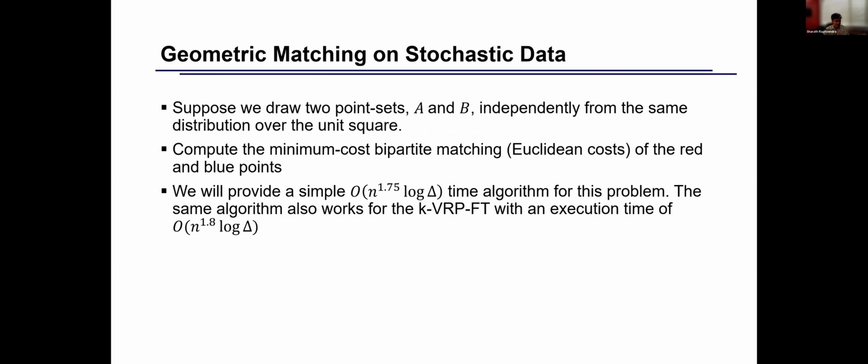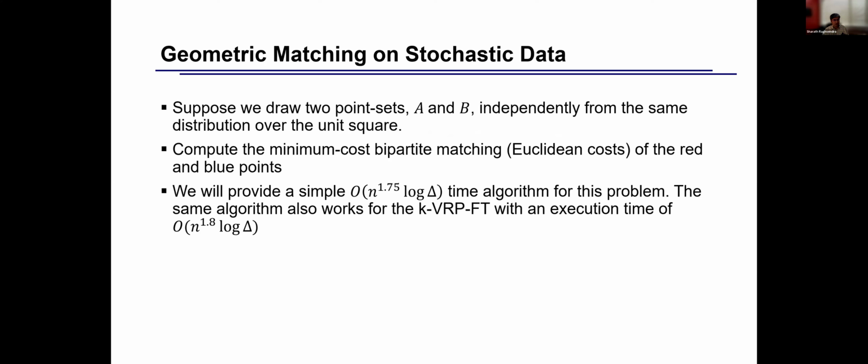But instead of presenting it for the fixed time vehicle routing problem, I'll present this algorithm for stochastic data, and I'll tell you what that means. Essentially, it's easier to describe the algorithm in this stochastic setting. But this algorithm also extends to fixed time vehicle routing. It's the same algorithm. So what is stochastic data?